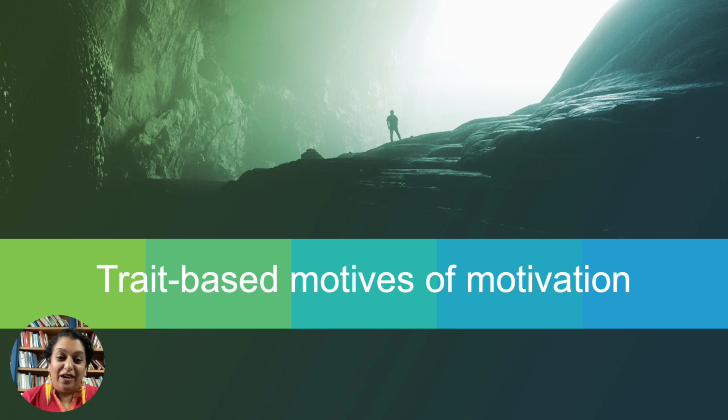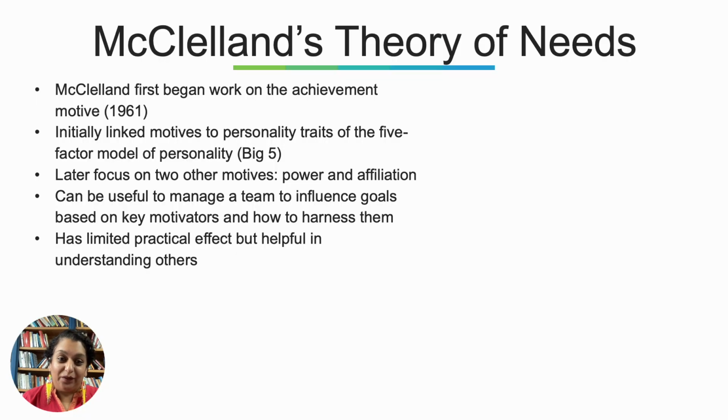Moving on then, we move on to our trait-based theories of motivation. And as mentioned, we will only be covering one theory under this section. We look at McClelland's theory of needs, which was developed in the early 1960s. McClelland first began working on this and looking specifically at the motive of achievement. If we look deeper, we see that this is linked to traits, and initially when research was being done on this theory, it was linked to the traits theory, the 5 model of personality, otherwise known as the Big 5.